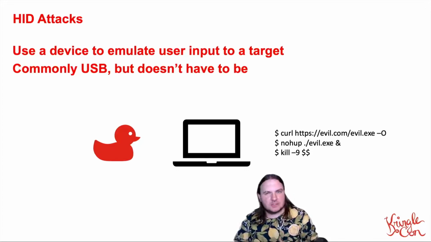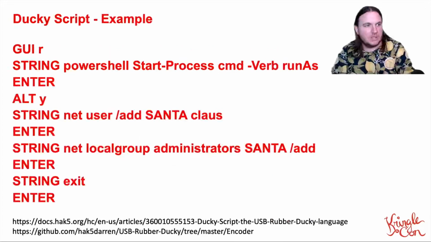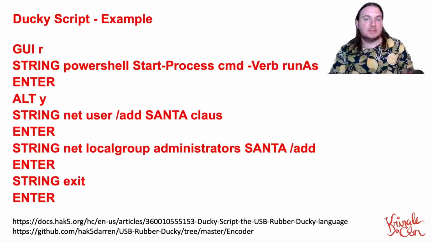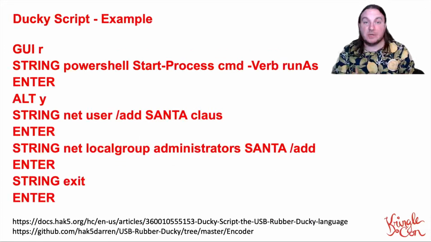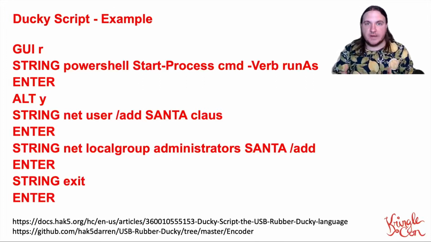Let's take a look at Ducky Script just briefly so you can get an idea of some of the things you can do with HID attacks. We'll come back to this example towards the end of the talk as we're demonstrating how to decode these Ducky Scripts. In this case, you can see we're typing GUI R, which brings up a run prompt. And we type in PowerShell, and we do a run as to try to run as administrator, and we do Alt Y to bypass the prompt that comes up.